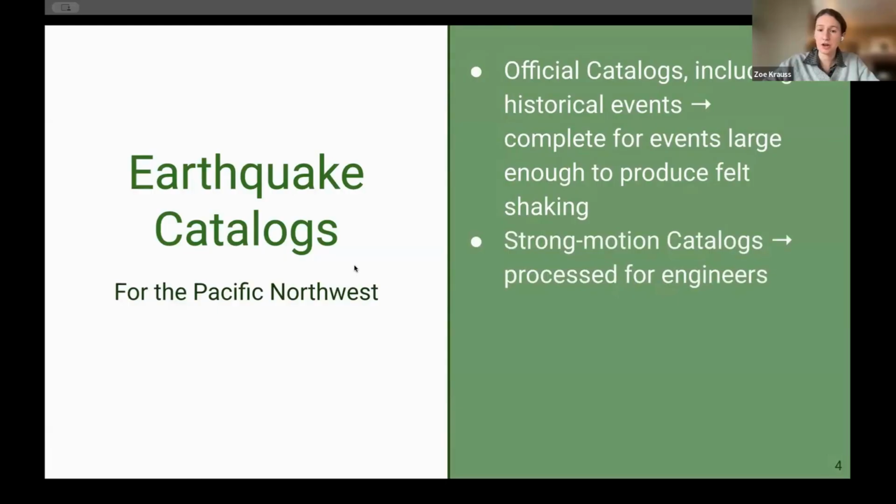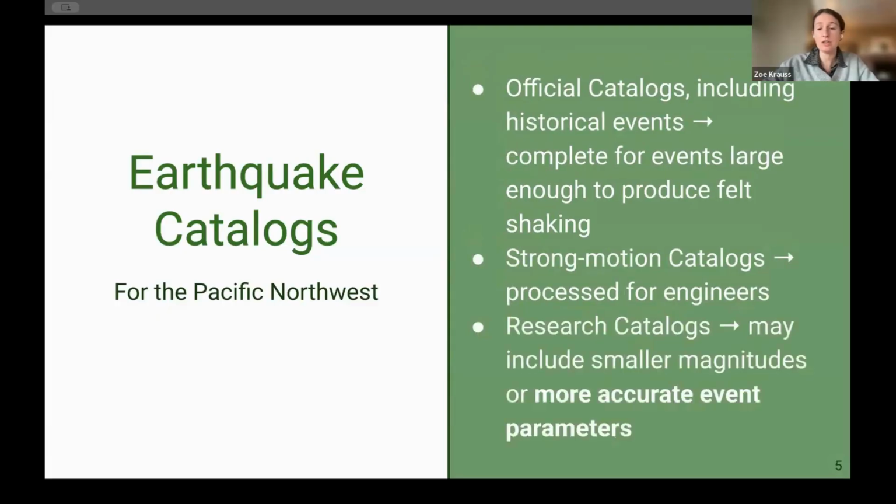There's also the strong motion catalogs, which I'll talk about a little bit. These are the earthquake parameters that are more processed for engineers. You'll find overall that the data for seismologists is more easily accessible, but processed data for engineers is a bit more difficult to access. And then also, just to be aware, there are also research catalogs.